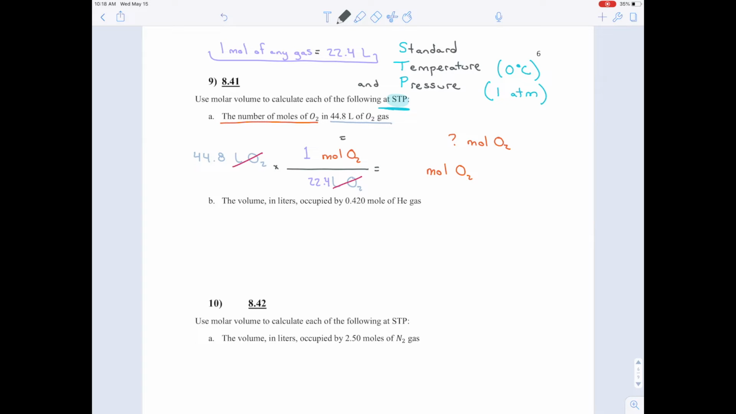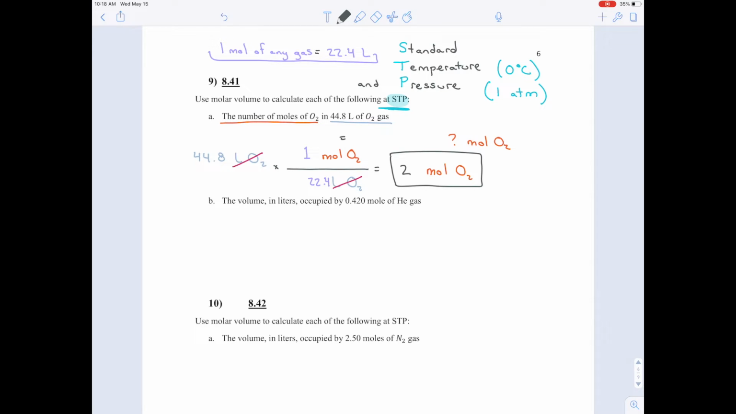So you just want to plug this into a calculator. So you do 44.8 times 1, enter, divided by 22.4, enter. And what you should get is 2 moles. So 2 moles of O2. That's the number of moles of O2 in 44.8 liters of that gas at standard temperature and pressure, STP.